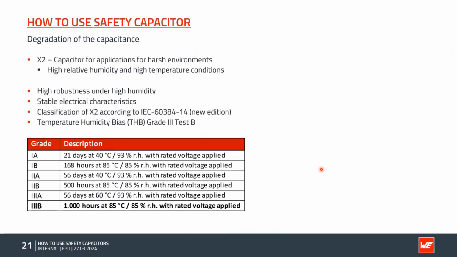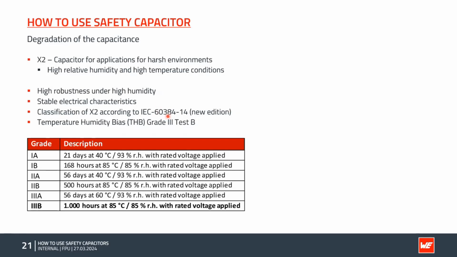There were some changes or some thinking also in the standardization committee, because there are capacitors available which are used for the harsh environment or for high humidity and high temperature conditions. The good thing is they have stable electric characteristics, and they are also now described in the new standard. So there's a new edition. I think the 5th one is the newest one.